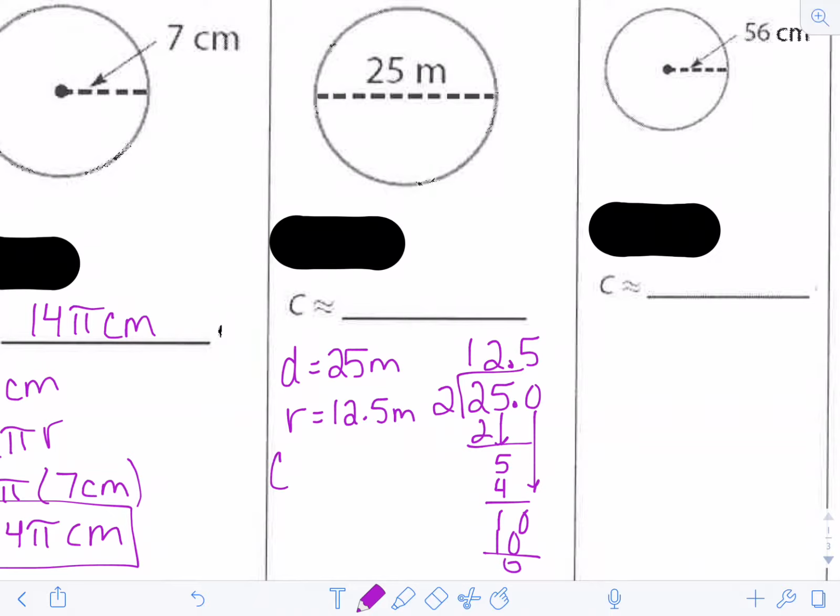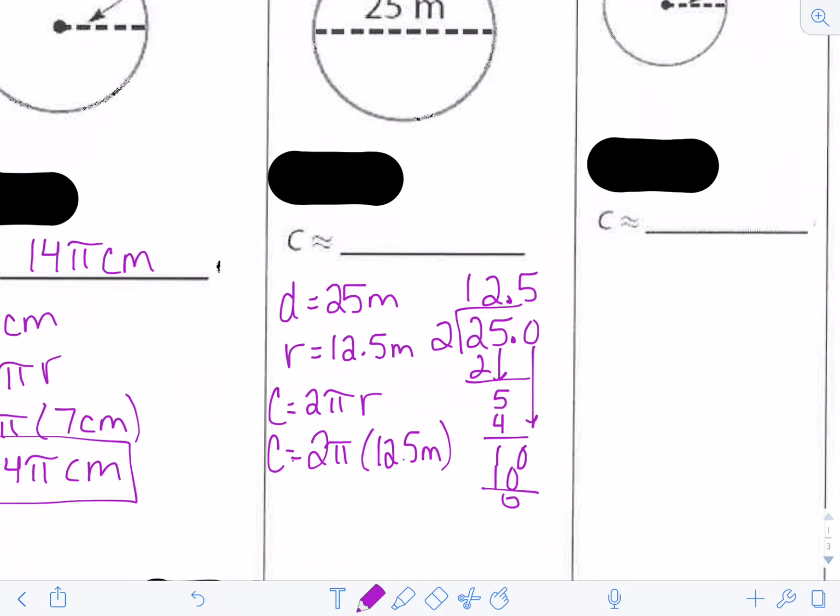So circumference is equal to 2 pi r. I'm going to plug in my radius. So 2 times pi times 12.5 meters. And 12.5 times 2 is 25. So my circumference is 25 pi meters. And that's what I'm going to put here, 25 pi meters.